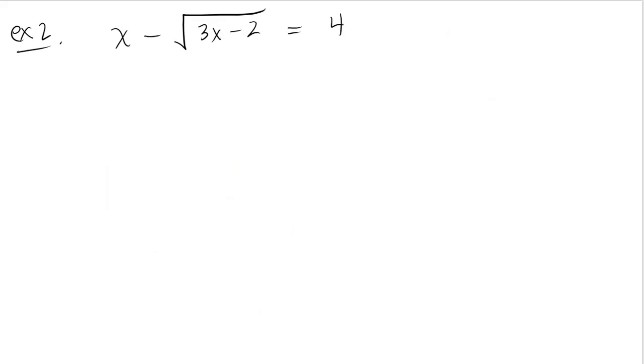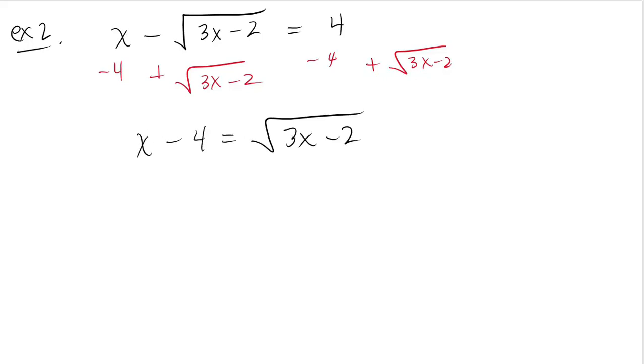Example 2 says x minus the square root of 3x minus 2 equals 4. So I'm going to isolate the radical on one side, and I would personally do that by moving it to the other side and subtracting the 4. If you're wondering why I would do that, it's because I want to leave the coefficient on my variable positive. I feel more comfortable that way. It's definitely not necessary, that's just my preference.